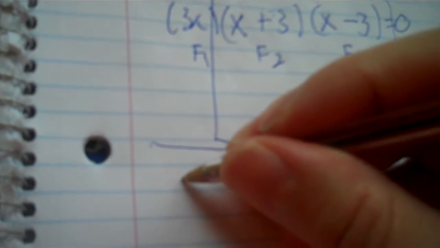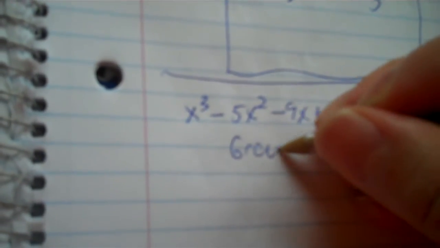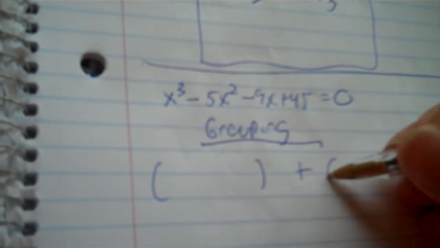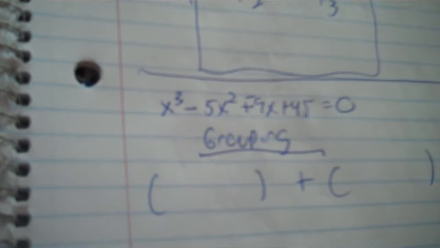Okay, and then the 8th example, x to the third minus 5x to the second minus 9x plus 45 equals 0. So again, it's another cubic equation, but it's a lot different than the last one. You have x to the third, you have the x to the second this time, you have the x, and you also have a constant. So this time, here there was 2 terms, here there are 4 terms. So 4 terms is the grouping method, okay? So that's when you set up parentheses plus parentheses. You're going to make sure you have a plus in the middle.